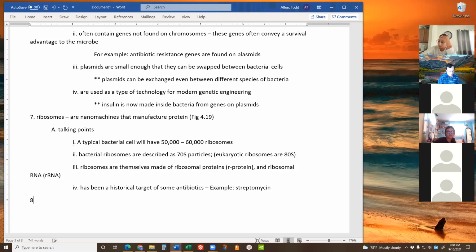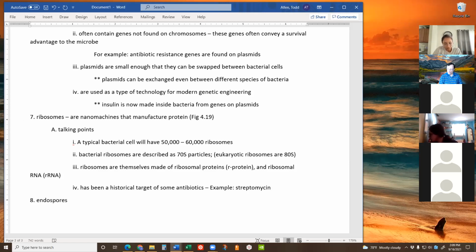All right, number 8. I'm just hitting the highlights here of major topics that I want you to be familiar with. The next topic that I'm going to talk about is the endospores. You see a picture of endospore formation in figure 4.21.